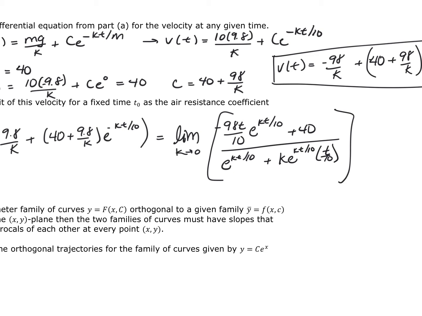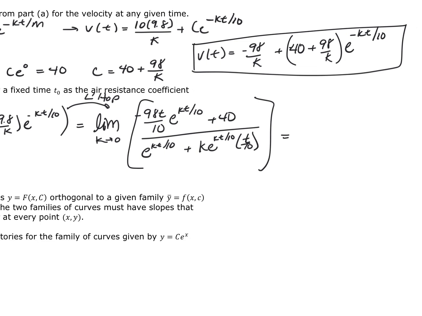Now, I can let k go to 0, and the reason I couldn't do that before is this would make it undefined. Of course I used a little bit of L'Hopital's in here, so I did some algebraic cleanup, and then I did L'Hopital's. Now I can do a direct substitution when k goes to 0, and I get negative 9.8 t plus 40. And so there it is, the limit of the velocity for some fixed time t as the air resistance coefficient goes to 0. And we see this a lot.